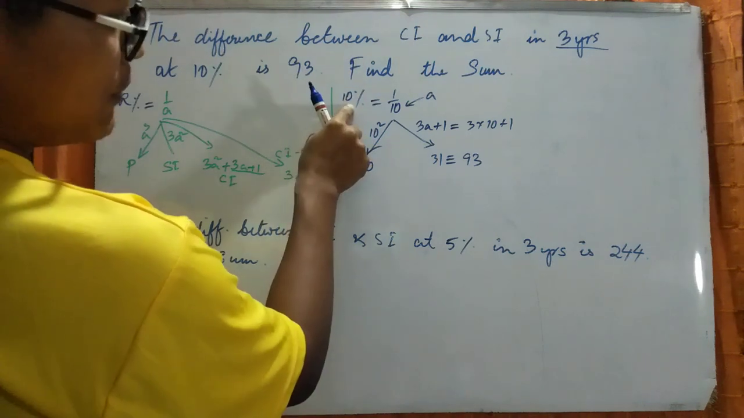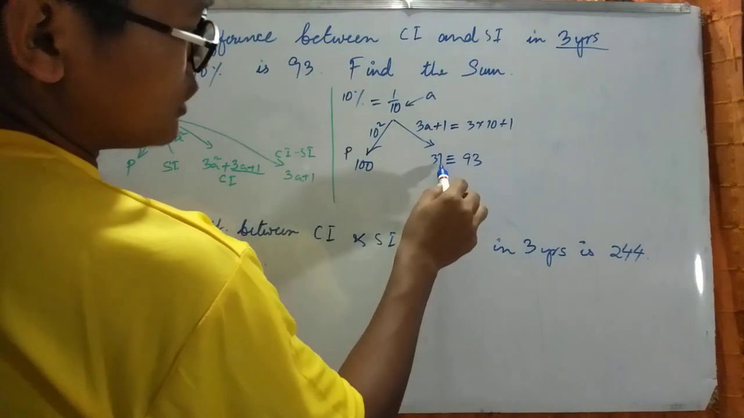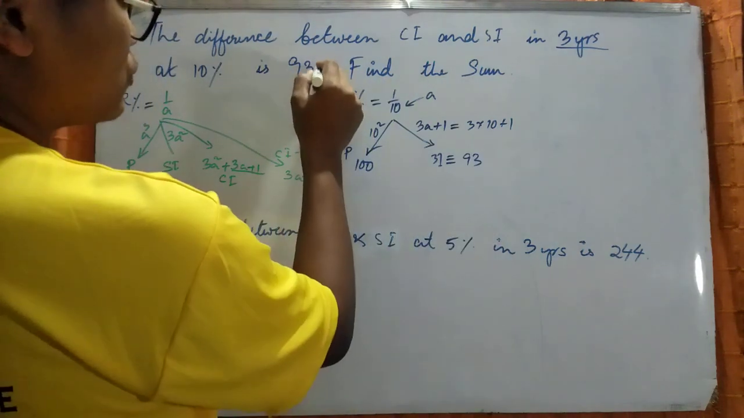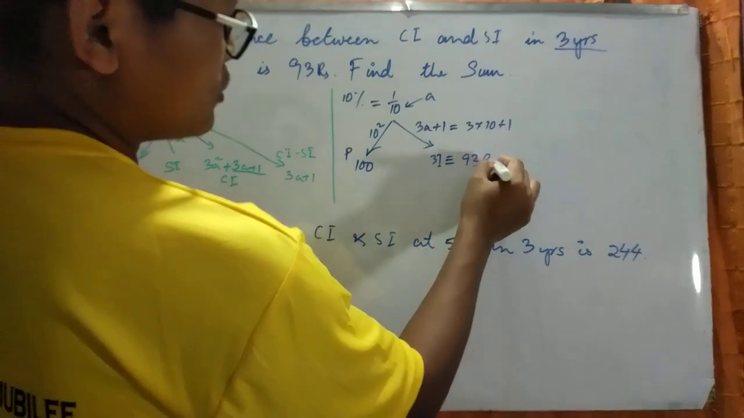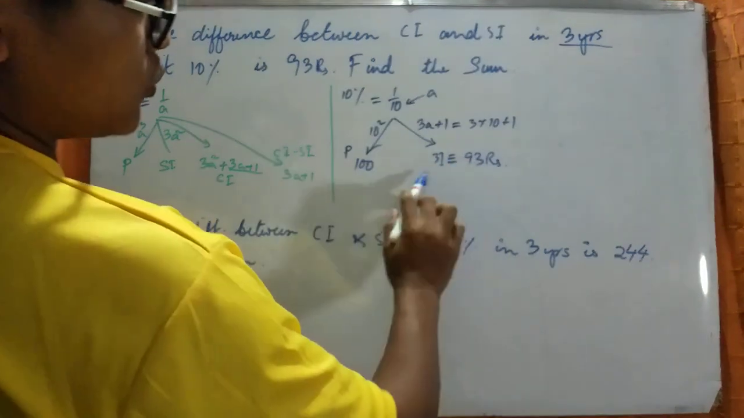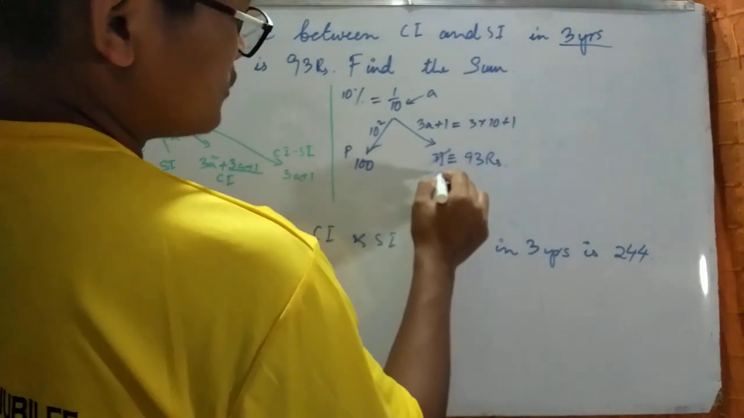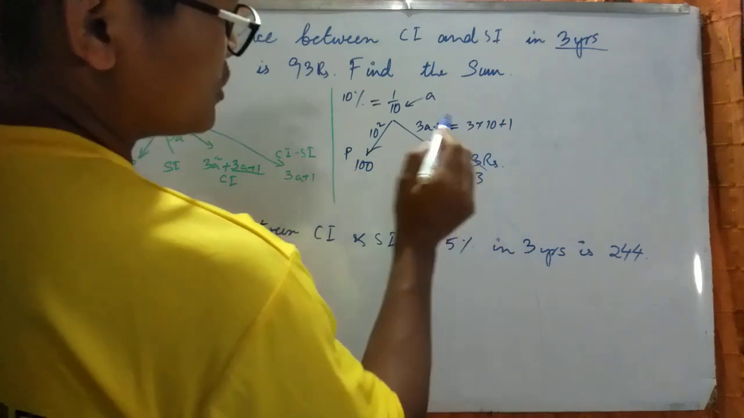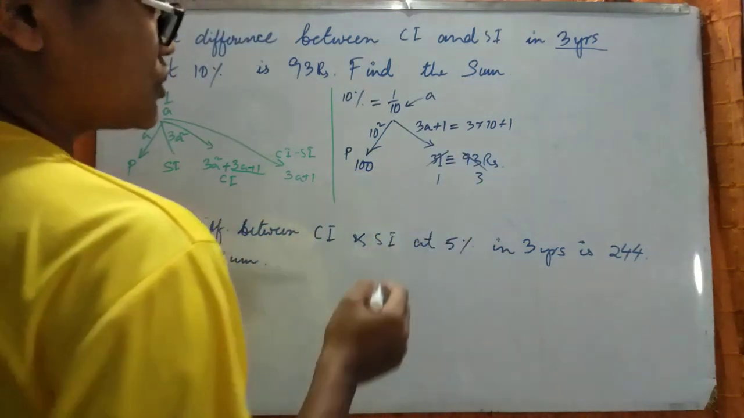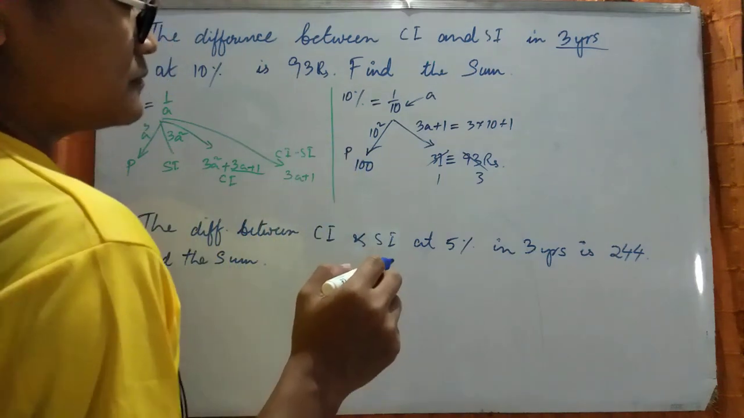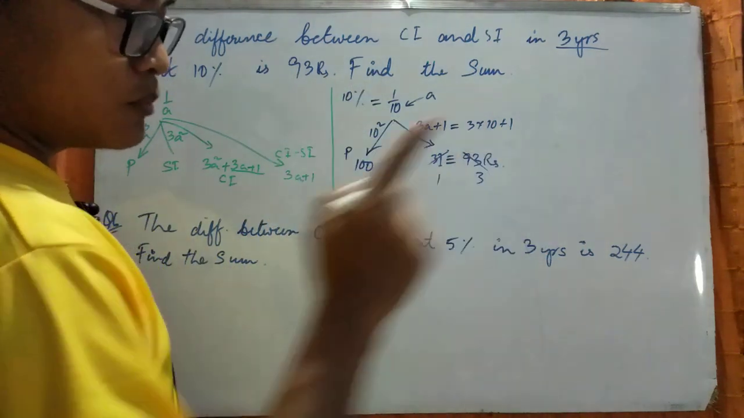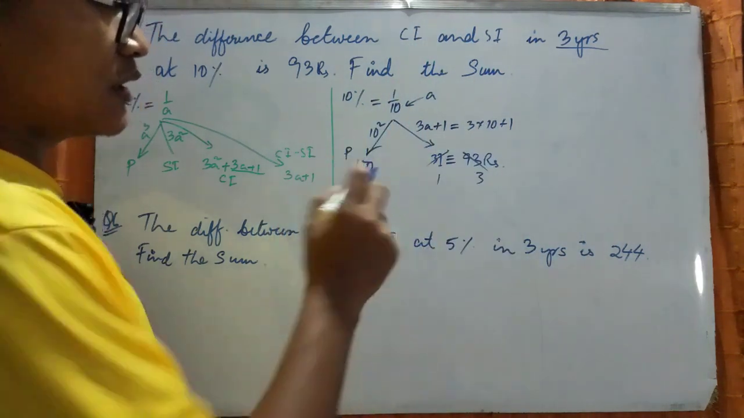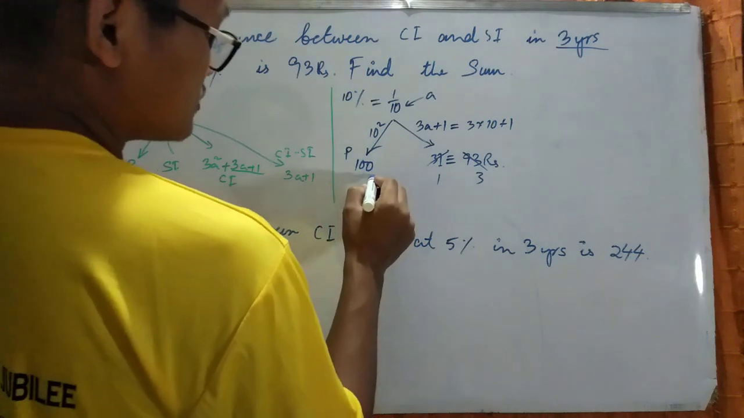Equalize the value: 31 into 3 gives 93. So 1 value is 3, and 100 value is 300. Suppose the principal is 100 into 3, which is 300.